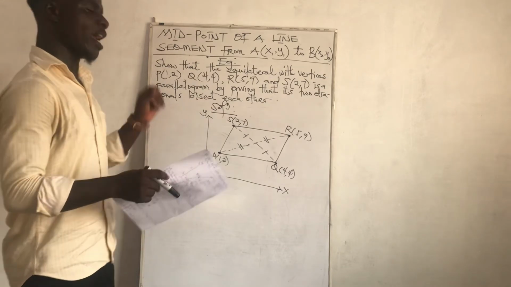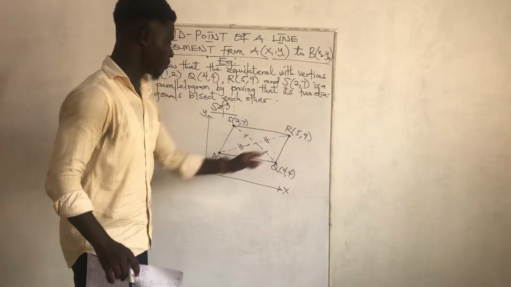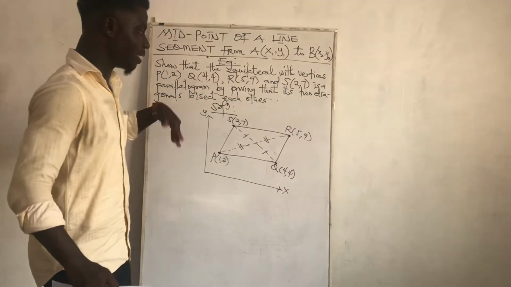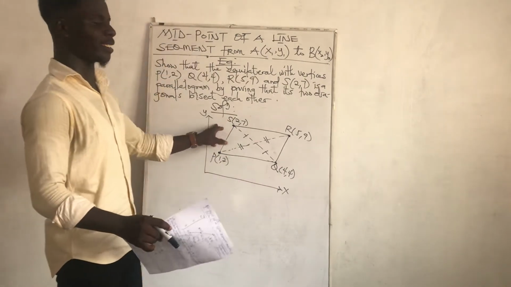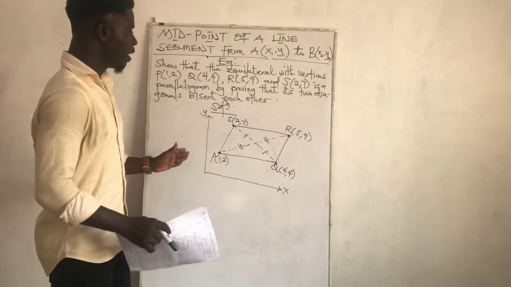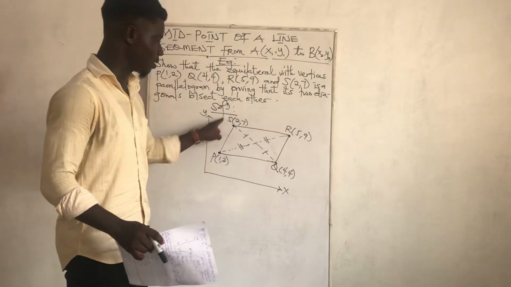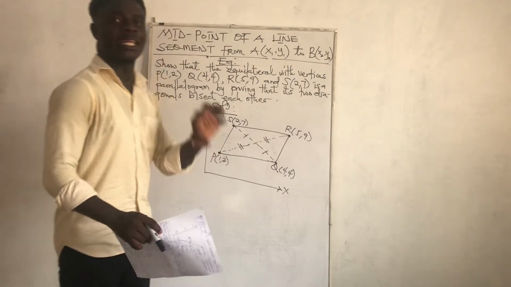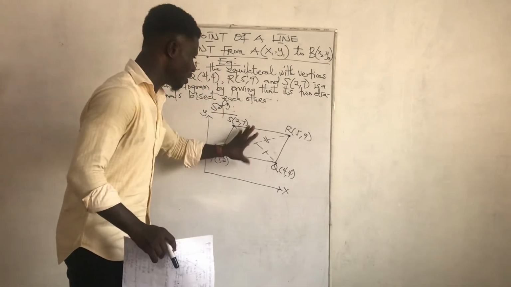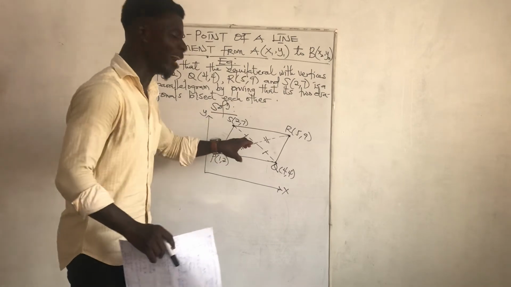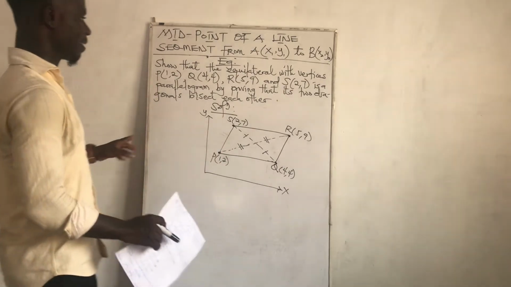Again, from P to R is the first diagonal, or you can say second diagonal, any one of them. Then from S to Q, or from Q to S, that's the second diagonal. Now, if they have the same midpoint, you find the midpoint of SQ, then the midpoint of PR, and you get the same midpoint, then that means the diagonals of this parallelogram bisect each other.